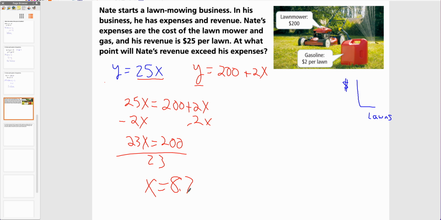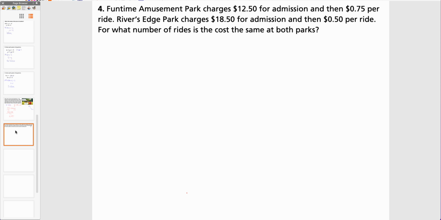All right, do I need to figure out what my Y value is at this point? We've answered the question. We really don't even need to figure out the Y value. The Y value would tell us how much money he made with 8.7 lawns, and we don't care because we've answered the question.